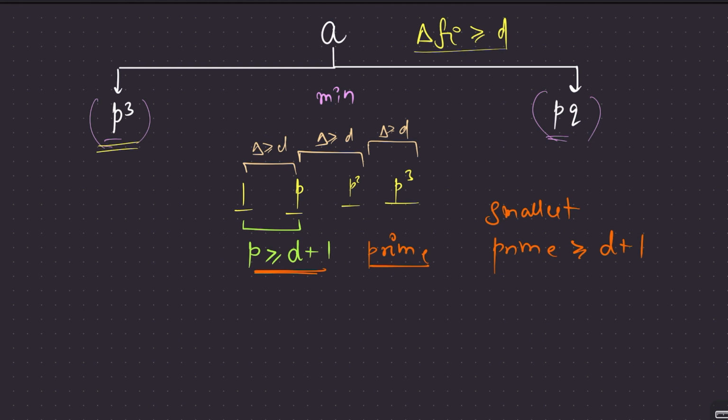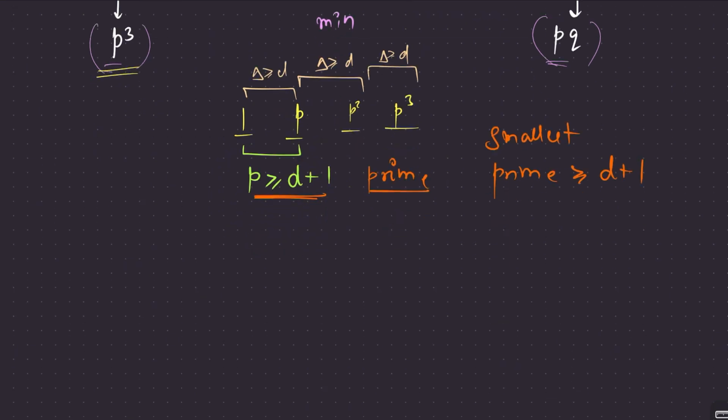Simple, right? So let's prove that the smallest prime greater than or equal to D plus 1 satisfies these three conditions. Now the smallest prime greater than or equal to D plus 1 definitely satisfies the first condition, because in the worst case, the smallest possible prime greater than or equal to D plus 1 is just D plus 1, and then anyway this difference is D. Now come here, you know that P minus 1 is greater than or equal to D, because P in the worst case is D plus 1. Okay, I want to prove that P square minus P is greater than or equal to D.